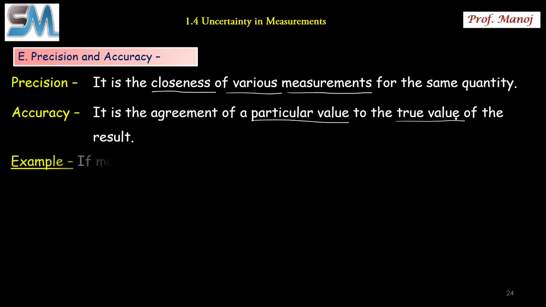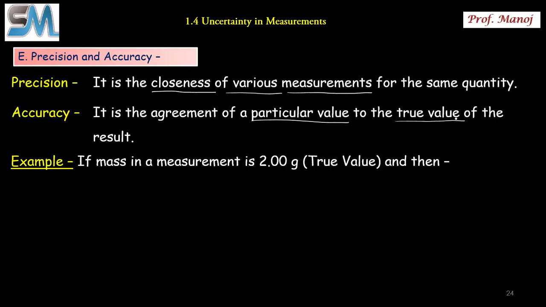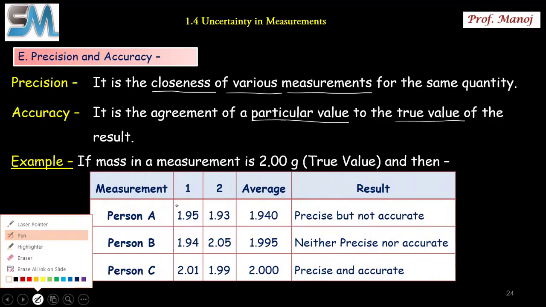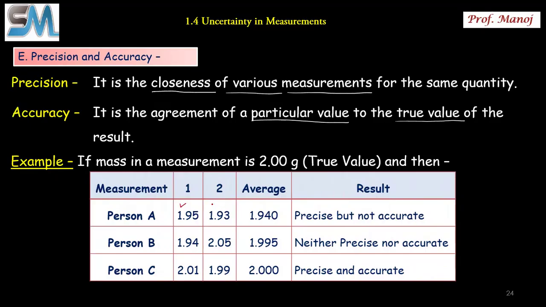Let us understand it with an example. Suppose we are making a measurement of mass and we know that the true value is, let us say, 2 gram. 2 gram is the real value. Suppose different persons are measuring this as per their knowledge and instrument. Person A measures it 2 times. Let us say his measurements are coming as 1.95 gram, 1.93 gram, average is 1.940. Similarly, person B gets an average of 1.995, person C 2.0.